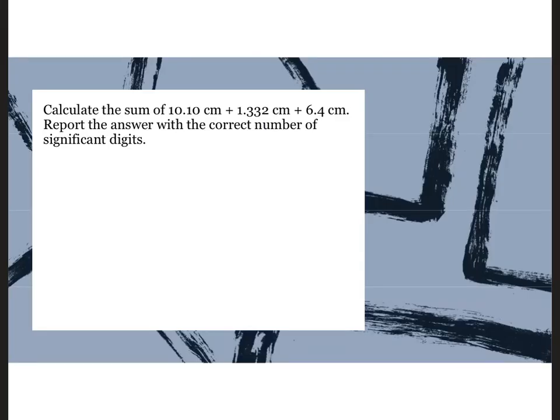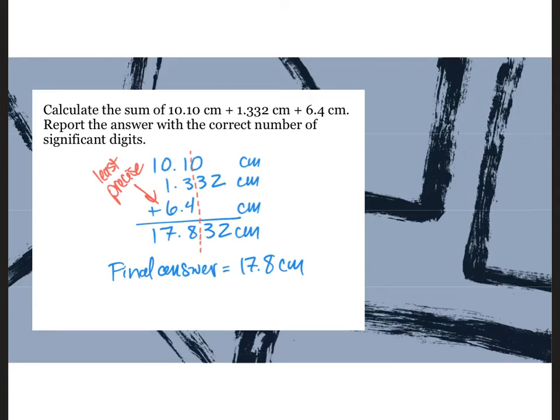Calculate the sum of 10.10 centimeters plus 1.332 centimeters plus 6.4 centimeters. Report the answer with the correct number of significant digits. Of the values added, 6.4 only has one decimal place, so the final answer is rounded to one decimal place.